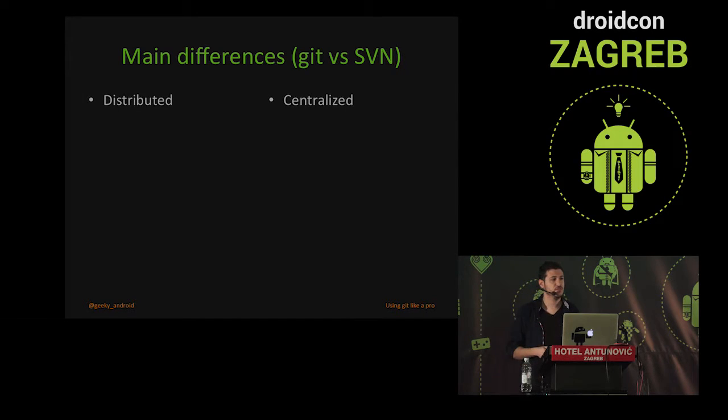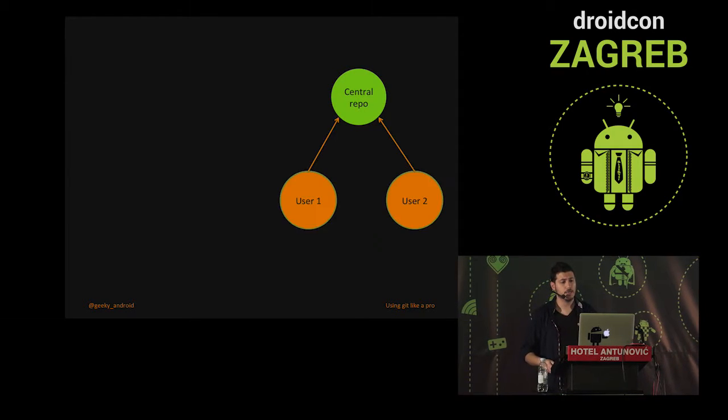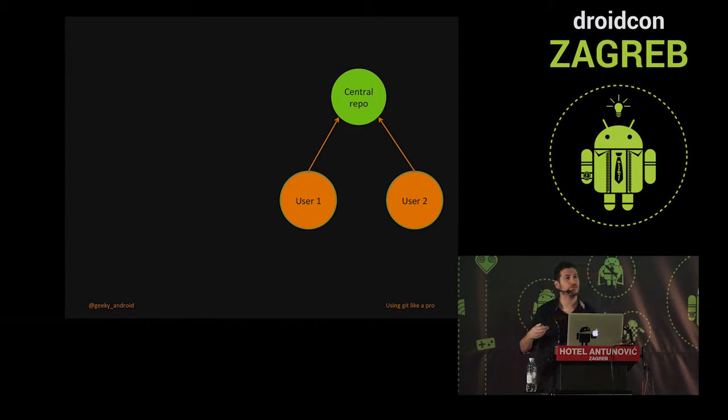Git is a distributed system, while SVN and other repository systems are centralized. What that means is that in a system like SVN, you have a central repository sitting somewhere on a server. And you have your users that check out that repository, and when they need to commit code, they push that code to the remote repository. Their copies of that repository is just a mirror of that remote one.